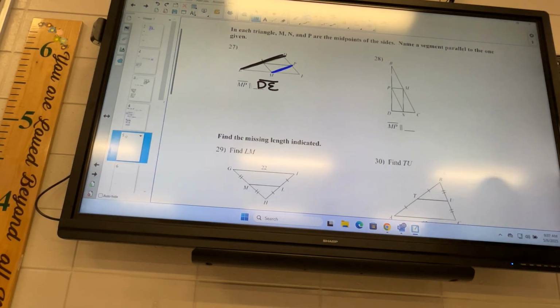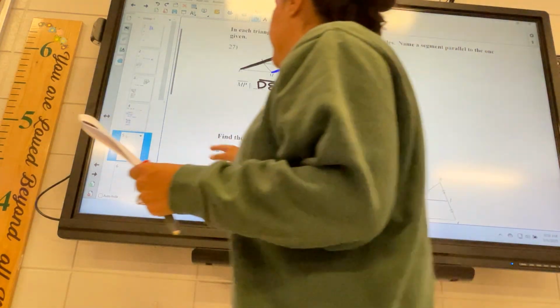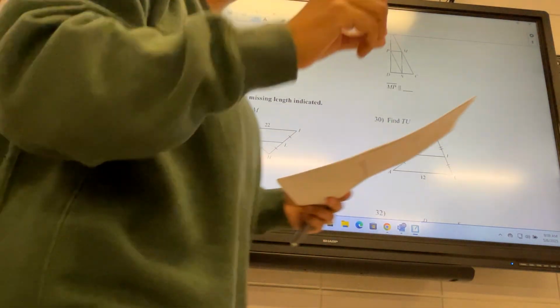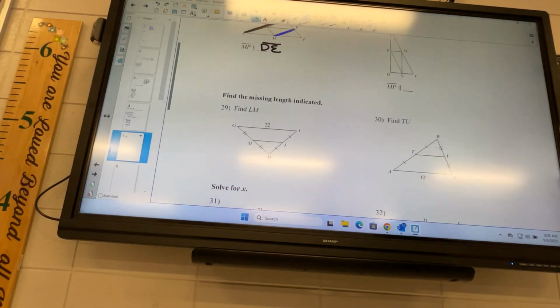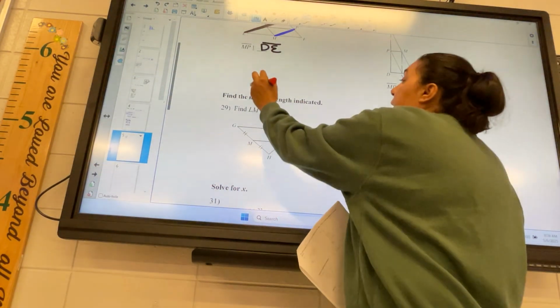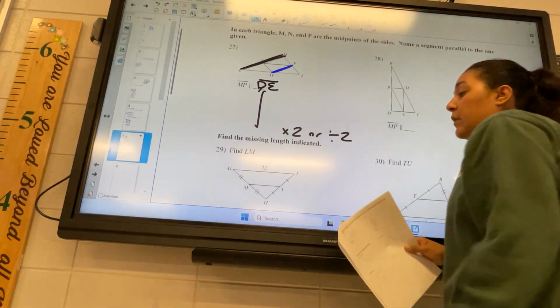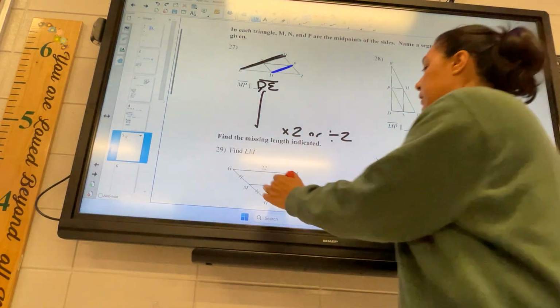Okay, 29, I want you to find the missing length. If the top one is 22, what is the middle? If the top is 22, what is the middle? 11, half of it. So you're either going to multiply by 2 or divide by 2, depending on if we're finding the bigger or smaller one. So this one is going to be 11.